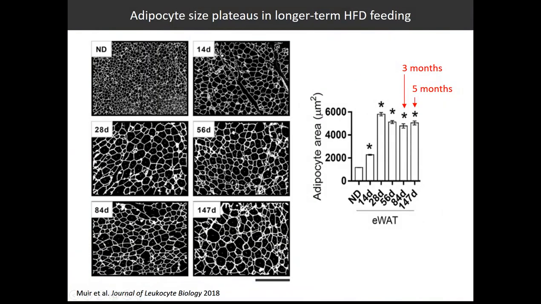Okay. So then we took this diet out a little bit longer just to see what was happening at the tissue level with the adipocytes, trying to define what the dynamics of this tissue are, and when we take it out longer, what happens. So looking across this time course, 2 weeks, 4 weeks, and then out to eight weeks, about 5 months here, we can see that the adipocytes actually reach a peak size, and after that, don't get any larger.